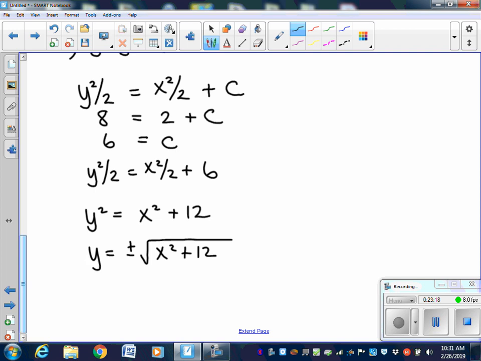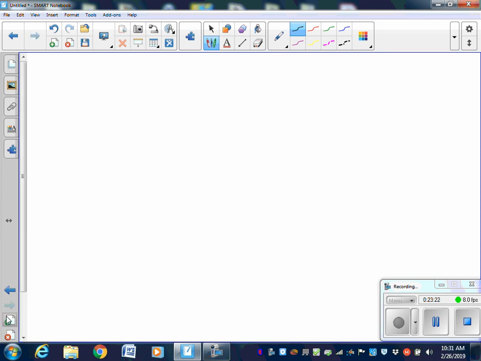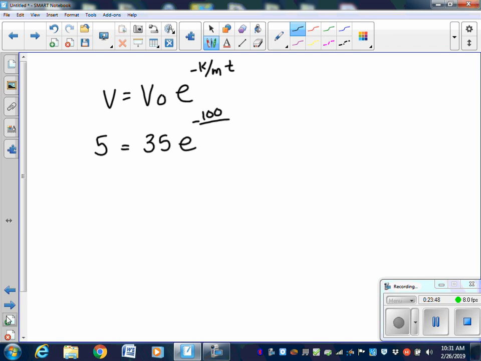Now the last one, new page. The formula they give you is v equals v sub 0 e raised to the negative k over m t. They're telling you the initial velocity was 35, and they want to know how long it's going to take to get down to 5. So you're going to put 35 and 5. And they're telling you that the k is negative 100, and the m is 1,000.